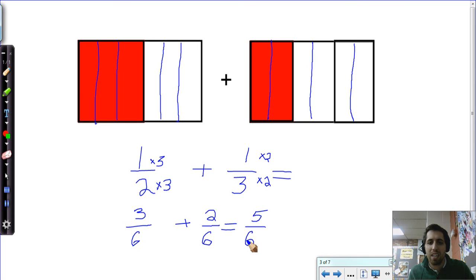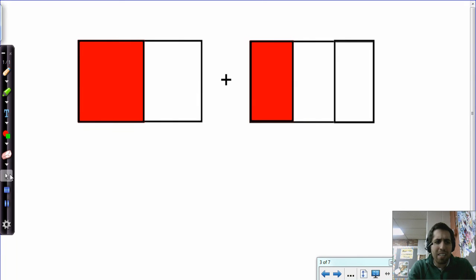It's easier to count things up when they are the same size. Now it makes sense to add these all up. How many total sixths do we have? We have 5 of them, and they're all the same size. That's why they can all share the same denominator. So that's a little explanation. Maybe it was a little overdone because this is already familiar to you.